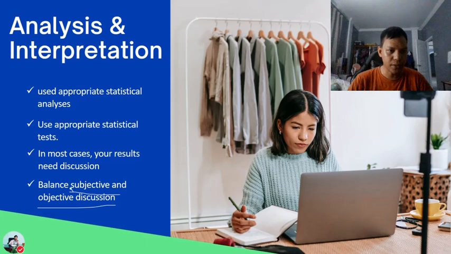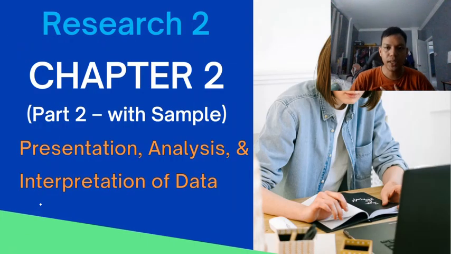Again, for the recap, subjective is based on your own perception, your own experience or own observation. And the objective derives from the data or from the facts or the information that we gathered from reading different related literature and related studies. Now let's proceed to chapter 2 with a sample.